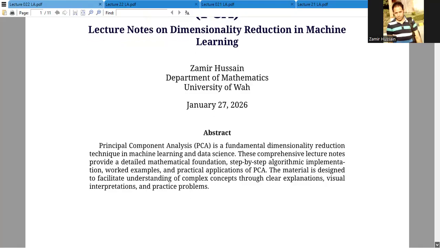The main algorithm of today's lecture is the abstract of this lecture. Principal component analysis is a fundamental dimension reduction technique in machine learning and data science. We make a comprehensive study of it, covering the mathematical modeling and foundation behind principal component analysis, and further solve some application problems, such as image pixel or dimension reduction, and other data reduction and compression methods using principal component analysis.